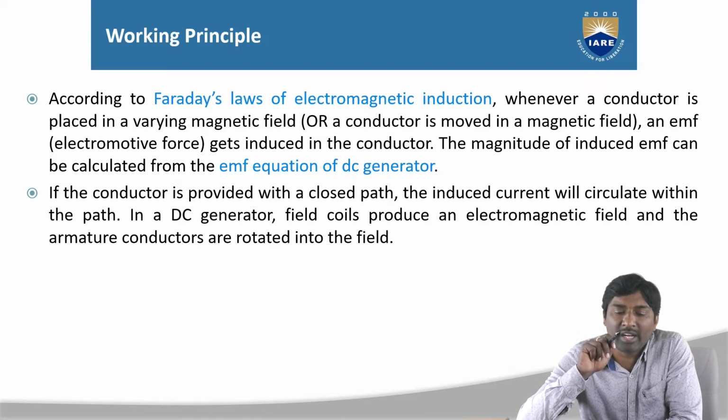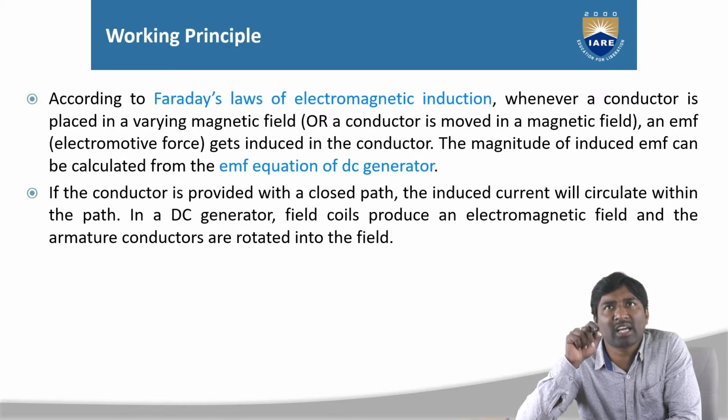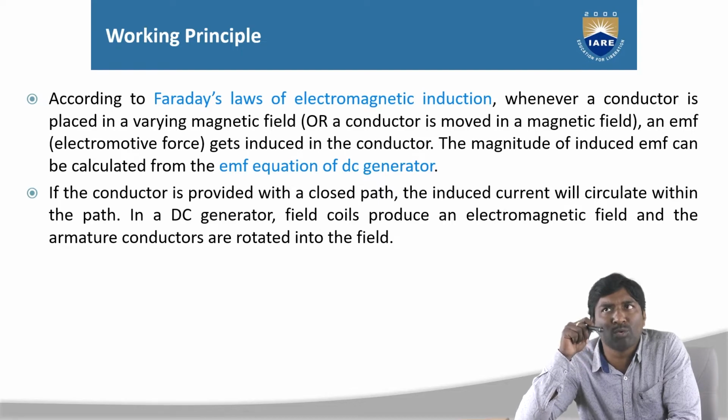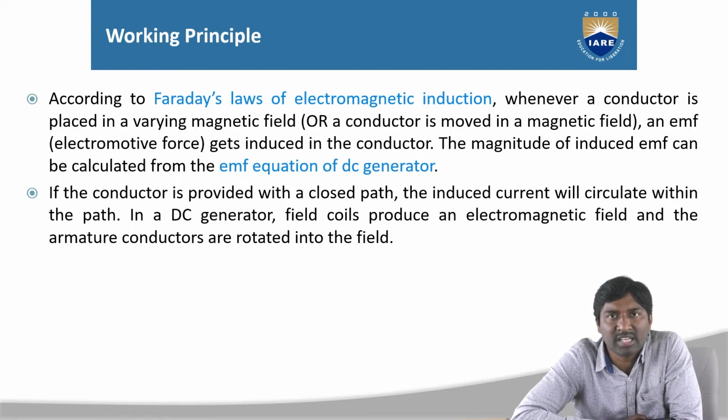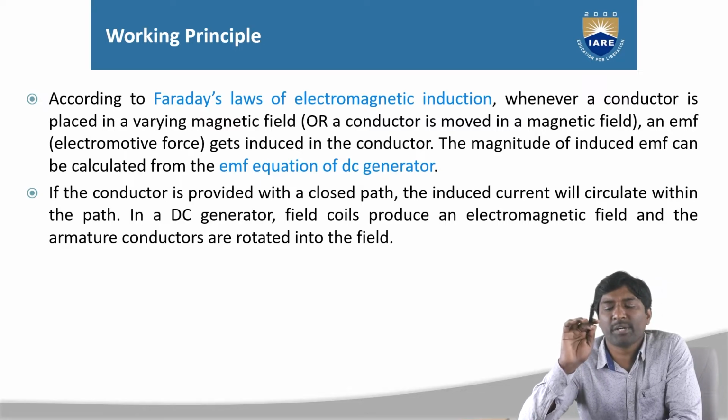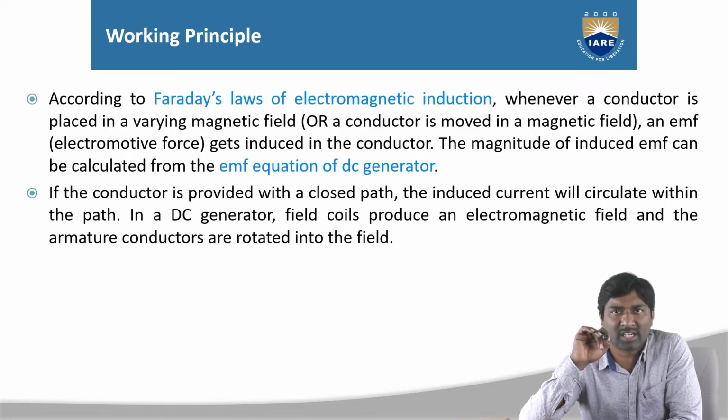So according to Faraday's law of electromagnetic induction, whenever a conductor is placed in a varying magnetic field or a conductor is moved in a magnetic field, EMF, which is nothing but electromotive force, gets induced in the conductor. So the magnitude of induced EMF can be calculated from the EMF equation of the DC generator. So this is the principle of the DC generator.